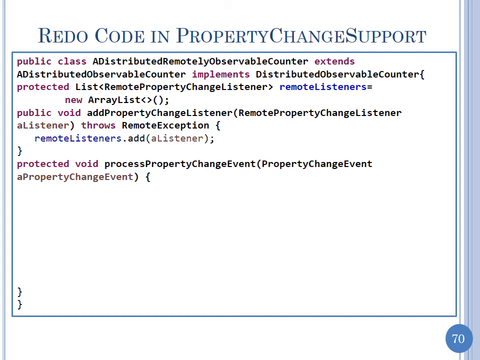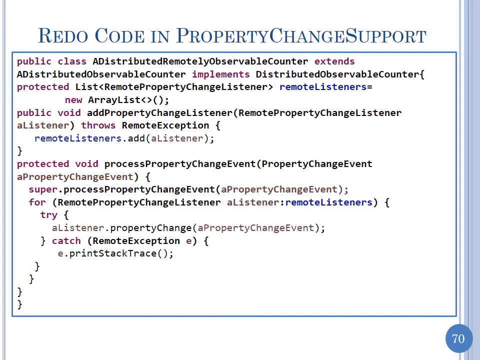Whenever the increment operation says process, the increment operation creates a property change event and then says process property change. That event should be sent to both local observers and remote observers. So I'll do super.process property change to send it to the local observers, and then go through my remote listeners and call the property change method on the listeners that I've kept for the remote case.